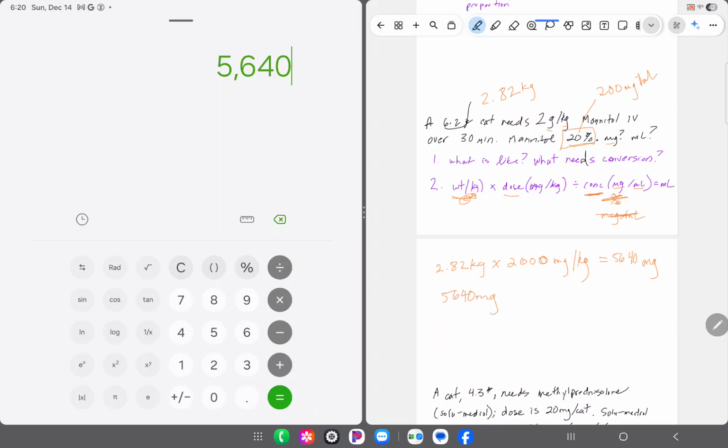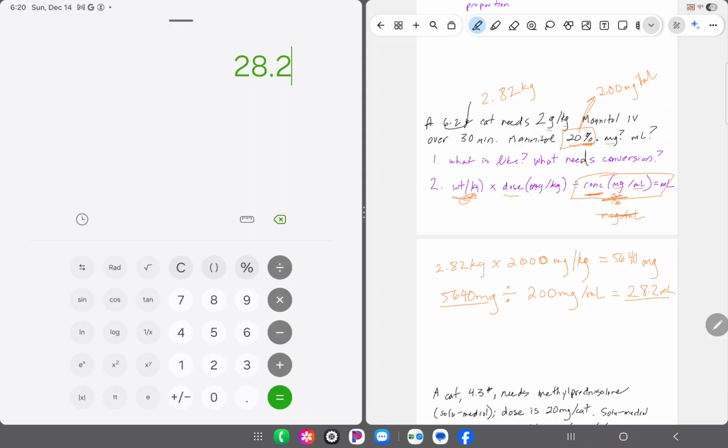And now we take 5,640 milligrams, and the second part of my equation would be divided by my concentration, which again, percent is a concentration, but it's not like for like. So we had to convert it to mig per mil. 200 mig per mil. And now we go back. 5,640 divided by 200. We'll get an answer of 28.2 mil. Excellent. Those were our two answers. 5,640 mgs and 28.2 mils.